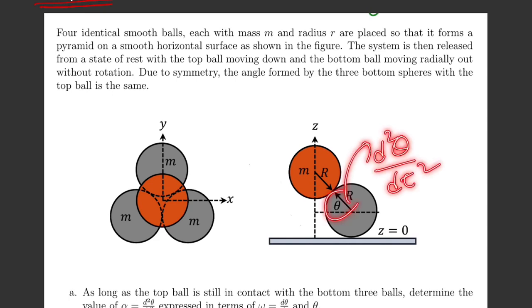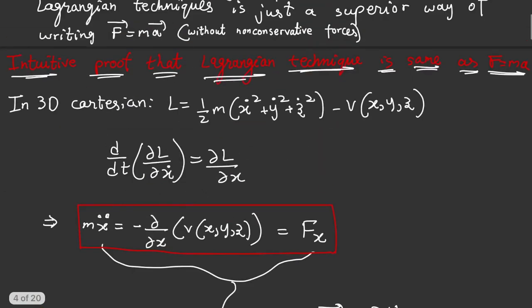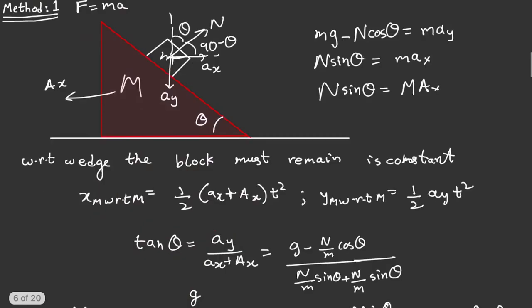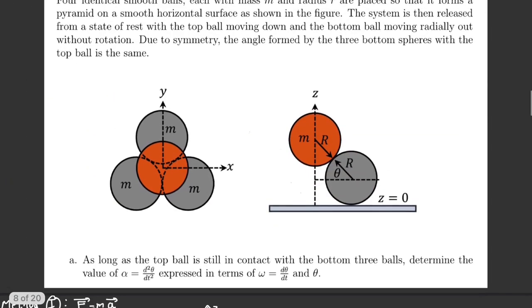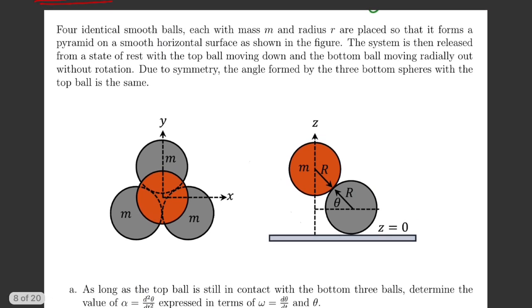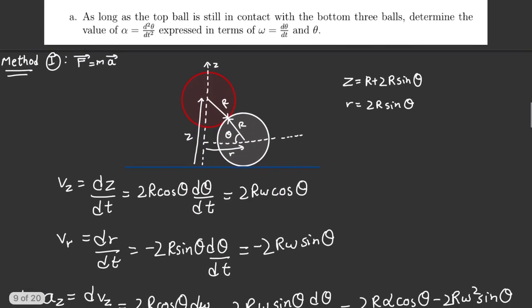Since it's symmetrical, theta is the same for all three. As you can note from our previous examples, on the LHS you always get a double dot term. Since it's essentially theta double dot, you can already see some sort of a Lagrangian forming. So first, to drive home the fact, let's solve this by Newton's laws.